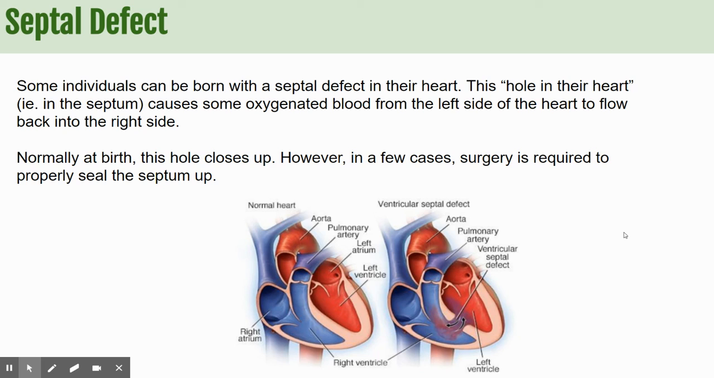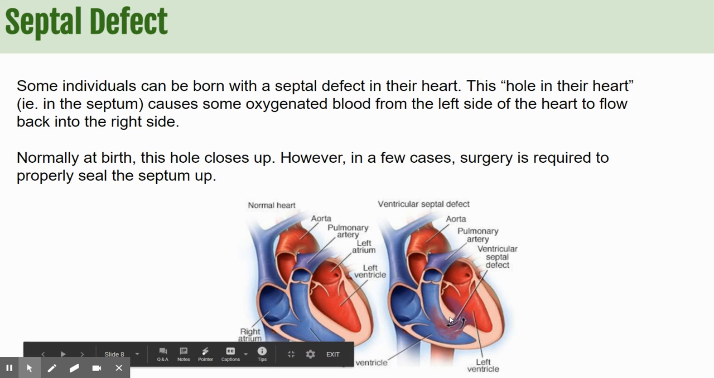All right, septal defect. This was one of the ones in the chart that we haven't really talked about. Some individuals can be born with this defect in their heart, and you hear the term hole in the heart, and it's because there's a hole in the septum like that. So normally you'd have a solid septum separating the deoxygenated blood from the oxygenated. Well, here you've got a hole, so some of that deoxygenated blood can go into the oxygenated and vice versa.